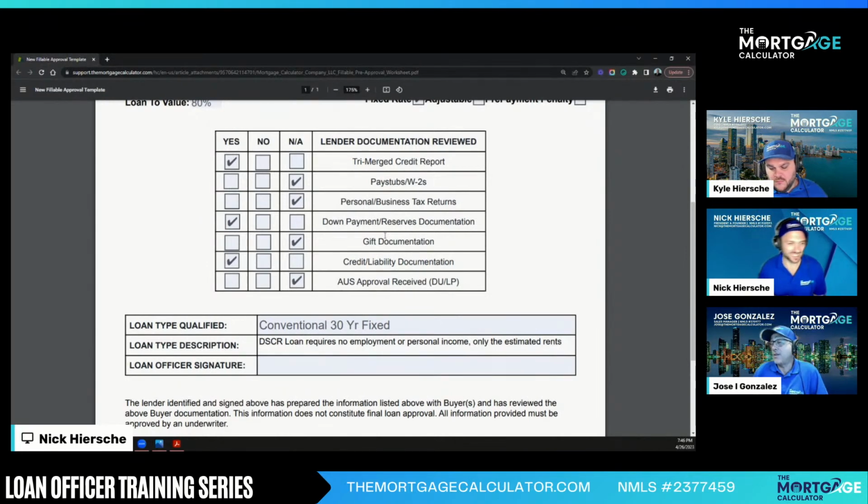And if the property is already rented, for example, has a tenant in place, the income is already set. So that's a lot of good stuff going on there. And if you properly document the letter and everything, it's really going to help you get the deal.